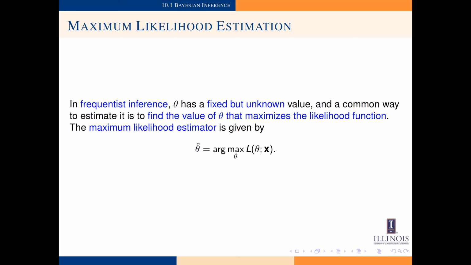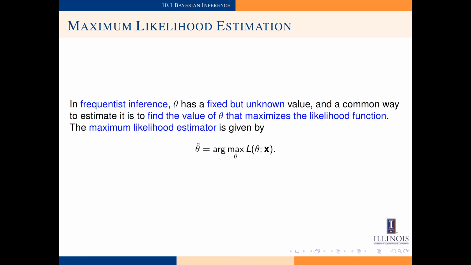So in frequentist inference, theta is treated as a fixed but unknown value. So the unknown parameter is a fixed number that we are trying to estimate. So how can we estimate that? A common way to estimate the unknown parameter is to find the value of theta that maximizes the likelihood function. In other words, what is the value of the unknown parameter that will make it most likely for me to observe this particular data set? So this is known as maximum likelihood estimation.